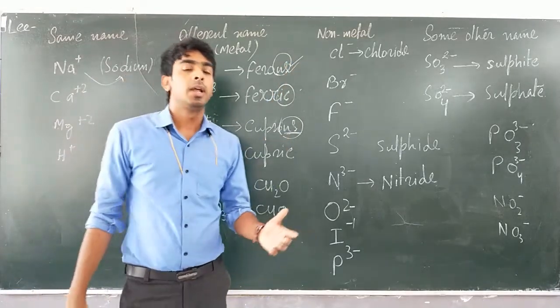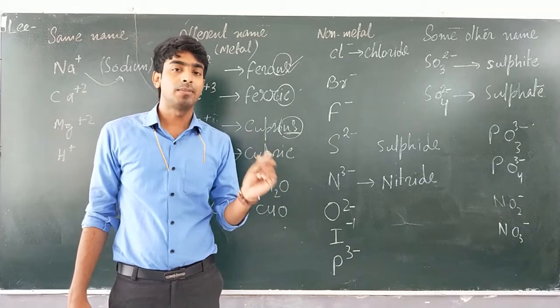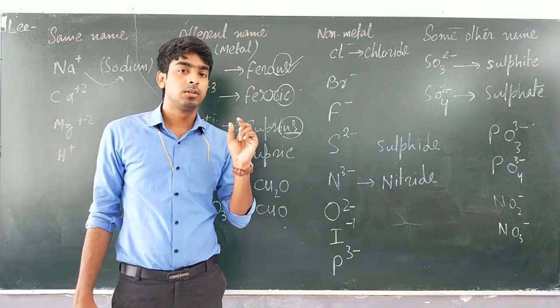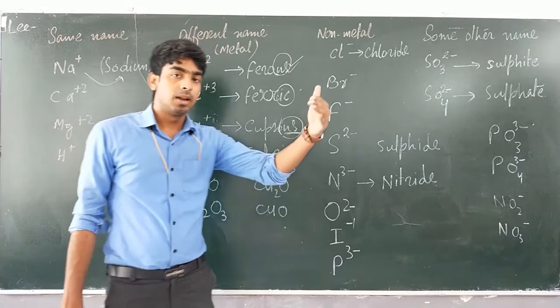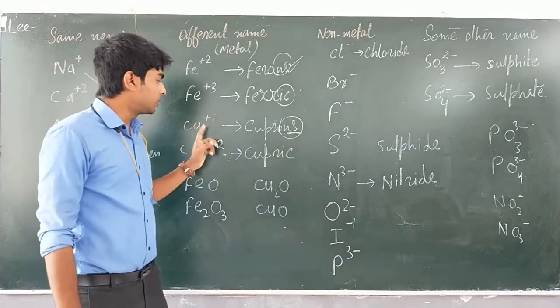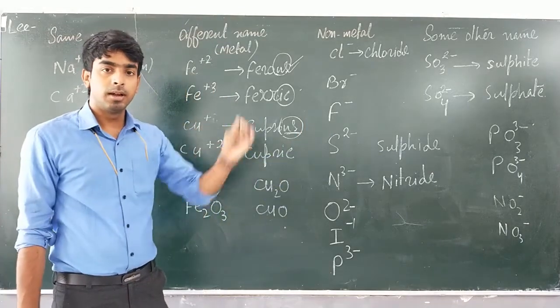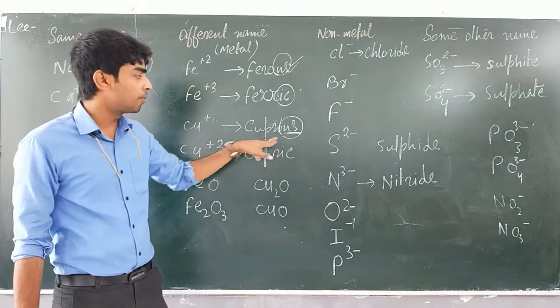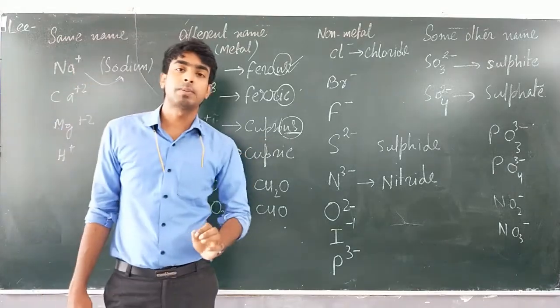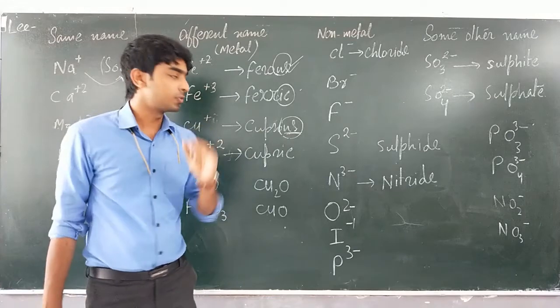That means we can understand it is having a single, it is having less positive charge. And if it is copper, it is having less positive charge, we will call it cuprous. So -ous we always apply when the charge is least.